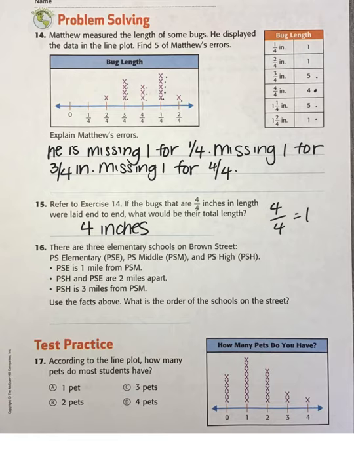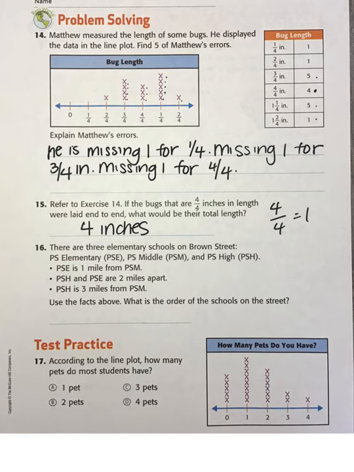Okay, let's read number 16 together. There are 3 elementary schools on Brown Street. PS Elementary, or PSE, PS Middle, PSM, and PS High, PSH. PSE is 1 mile from PSM. PSH and PSE are 2 miles apart, and PSH is 3 miles from PSM. Use the facts above. What is the order of the schools on the street?